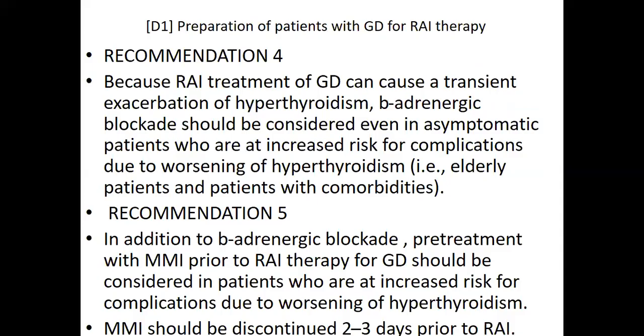Because radioactive iodine treatment in Graves' disease can cause a transient exacerbation of the hyperthyroidism, beta blockade should be considered even in asymptomatic patients who are at an increased risk for complications due to worsening of the hyperthyroidism. So these are patients who are elderly and patients with comorbidities. These are the common patients in whom we should use beta blockers before giving radioactive iodine treatment.